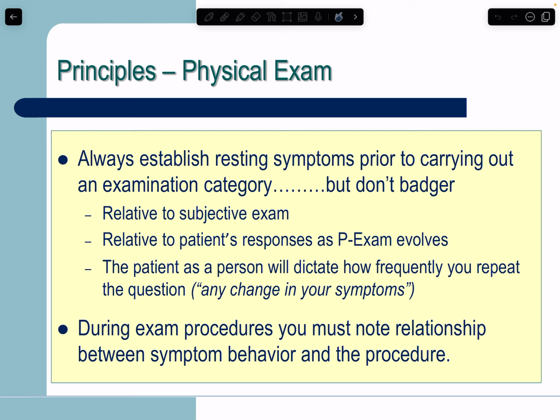Yes. Okay, so you are going to be asking them for their responses during the physical exam. And then you make the decision. How often am I going to say any change in your symptoms? You could say, well, I need to know when this affects your resting symptoms, or brings on your symptoms. But sometimes they won't tell you. So you can ask just a couple of times, and then once you have established that they are credible in their ability to respond to you, then move on.